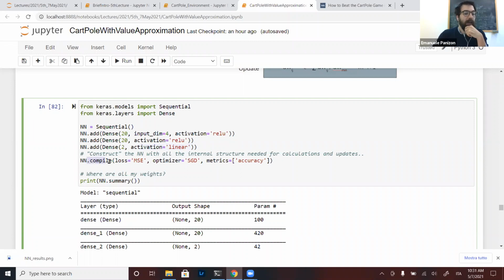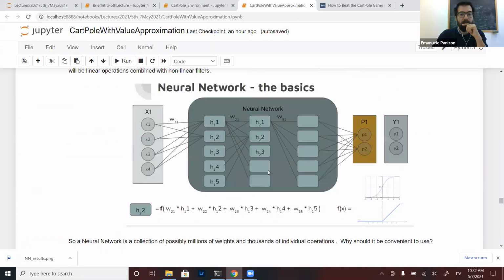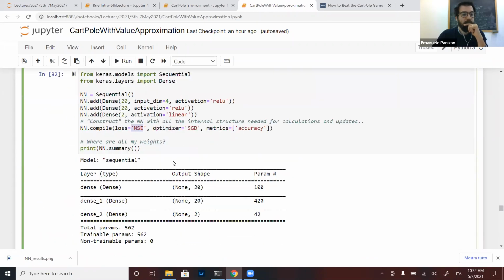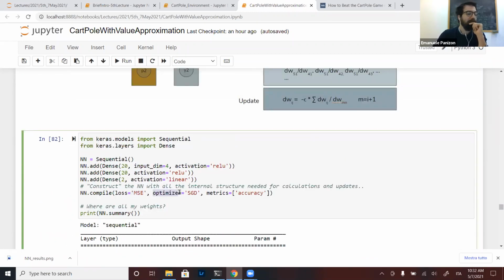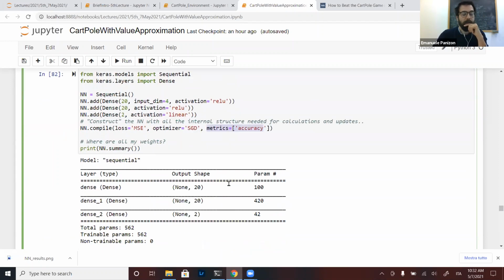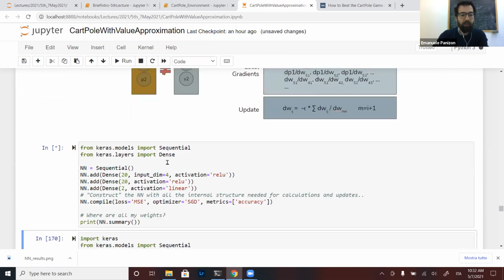Then this is compiled. It means that I'm constructing more or less the neural network, saying that the loss, so what kind of error you want to minimize, is MSE. And the optimizer, so the way it does it, is SGD, so stochastic gradient descent. It means just how, when you have the gradient, to apply it. And this you don't need to know. So it constructs everything by itself.